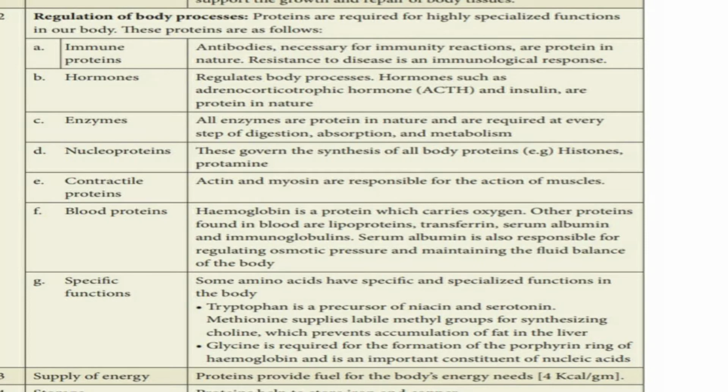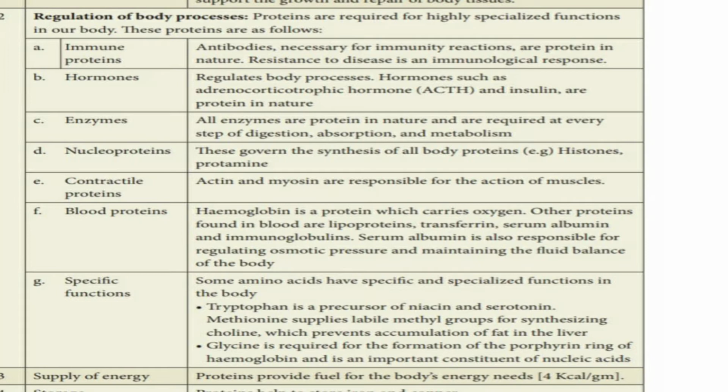Next is hormones. Proteins act as hormones, such as ACTH and insulin, which are protein in nature. ACTH is adrenocorticotropic hormone. Insulin, they are all proteins. So this will be regulating the body processes. Next, enzymes. All enzymes are protein in nature and are required at every step of digestion, absorption and metabolism of various food substances. So all enzymes are protein.